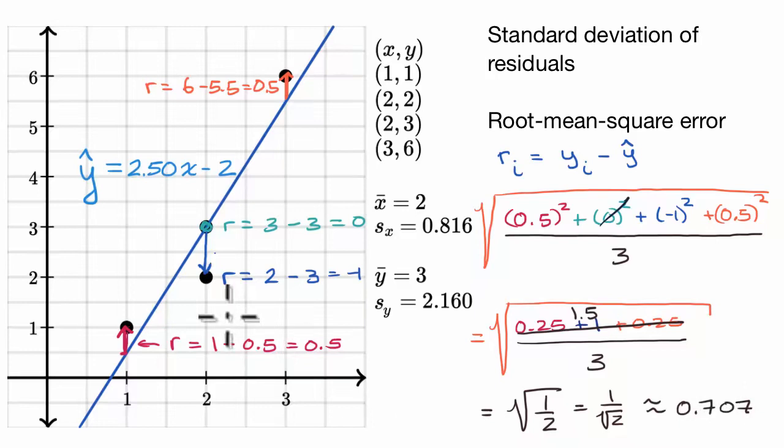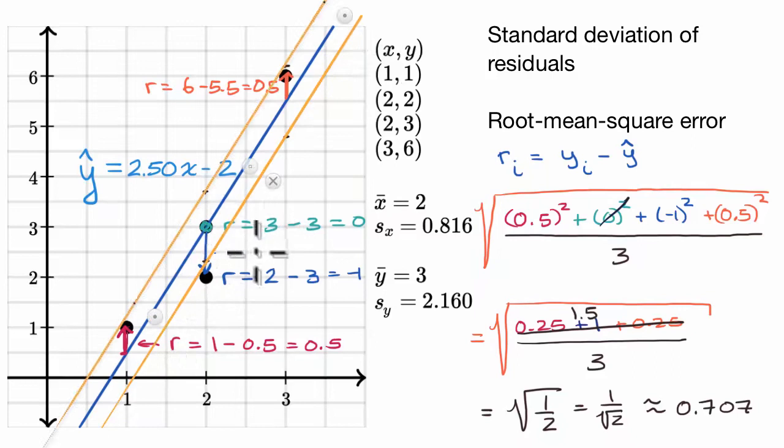And if you wanted to visualize that, one standard deviation of the residuals below the line would look like this. And one standard deviation above the line, for any given x value, would go one standard deviation of the residuals above it. It would look something like that. This is obviously just a hand-drawn approximation. But you do see that this does seem to be roughly indicative of the typical residual.